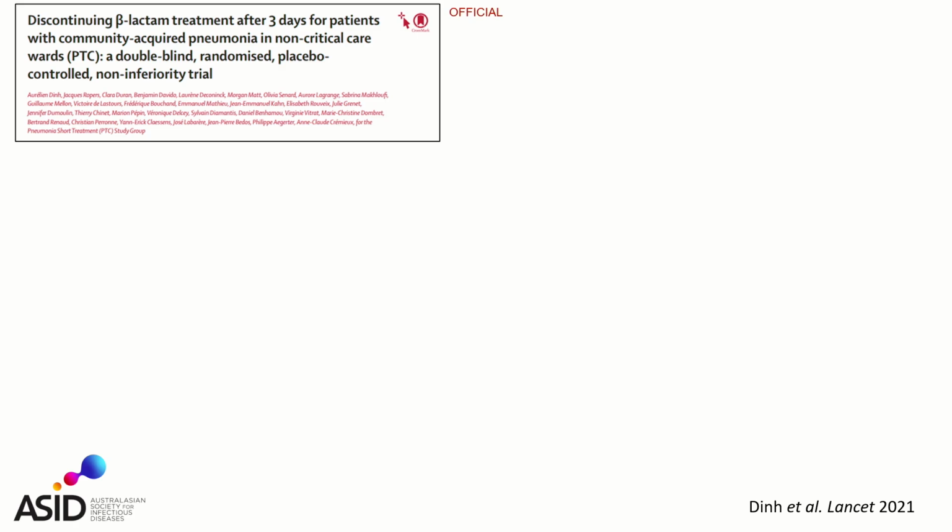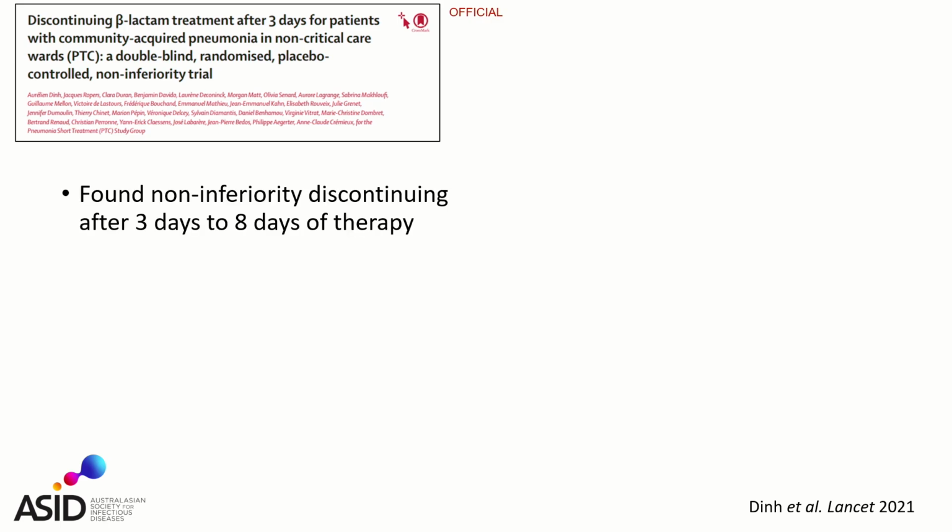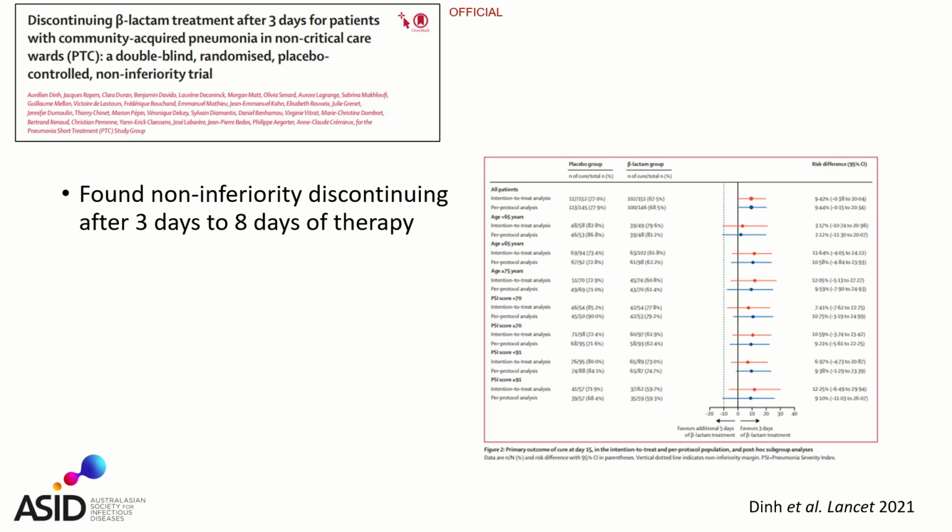which looked at patients hospitalised with community-acquired pneumonia to a non-critical care bed. And they were randomised at day 3, if they'd met clinical stability criteria, to either stopping antibiotics at day 3 or continuing with 5 more days of oral amoxiclav. What was found was a non-inferiority of discontinuing after 3 days when compared to 8 days of therapy. The primary outcome was clinical cure at day 15.